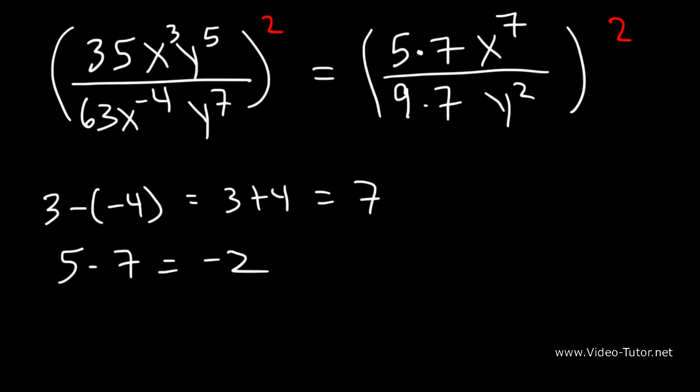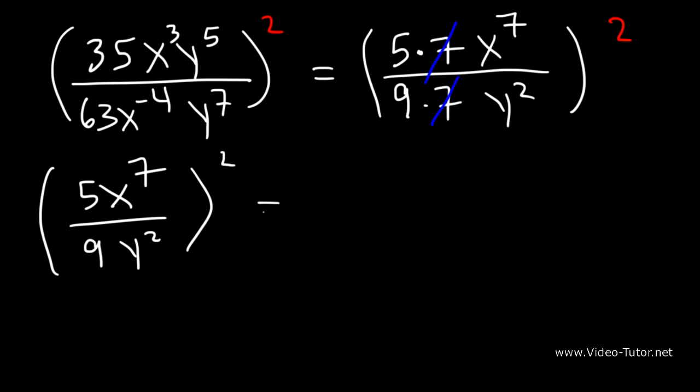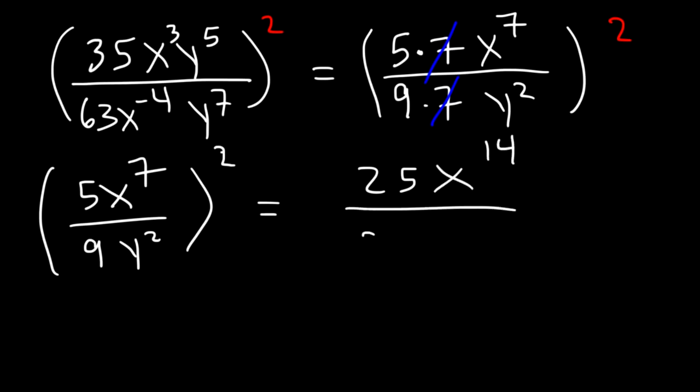Now the last thing we could do is cancel the 7. So we have 5x to the 7th divided by 9y squared, raised to the second power. 5 squared is 25, and x to the 7th raised to the second power is going to be x to the 14. 7 times 2 is 14. 9 squared is 81, and 2 times 2 is 4. So this should be the final answer.